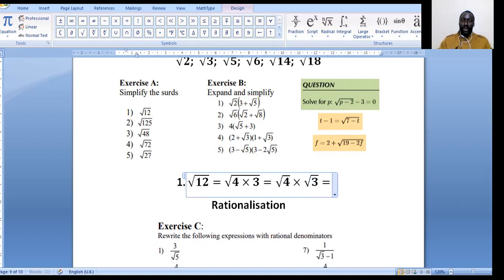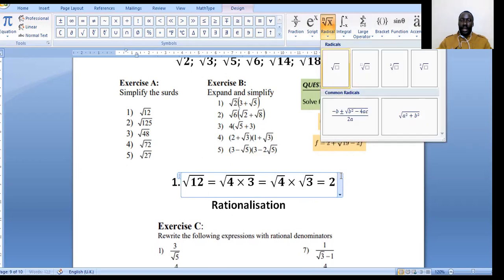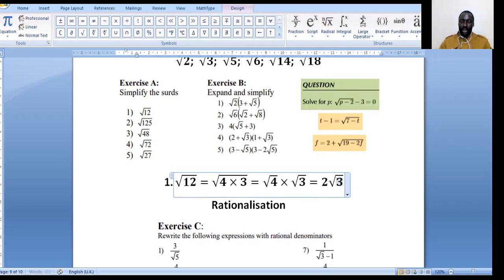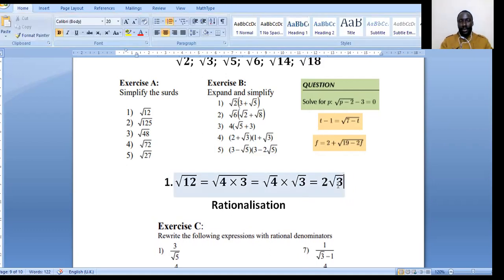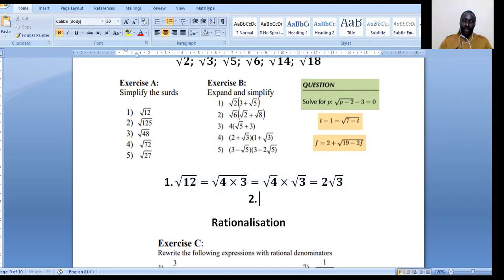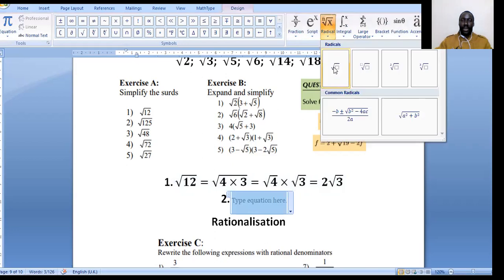And this one can still be simplified too. Now notice that the square root of 4 is 2, and the square root of 3 we keep like that. 3 does not have a square root, at least for now. That is the answer. If you are required to simplify, well, how about 125? Well, 125 can also be simplified. Let's see how we can do it.